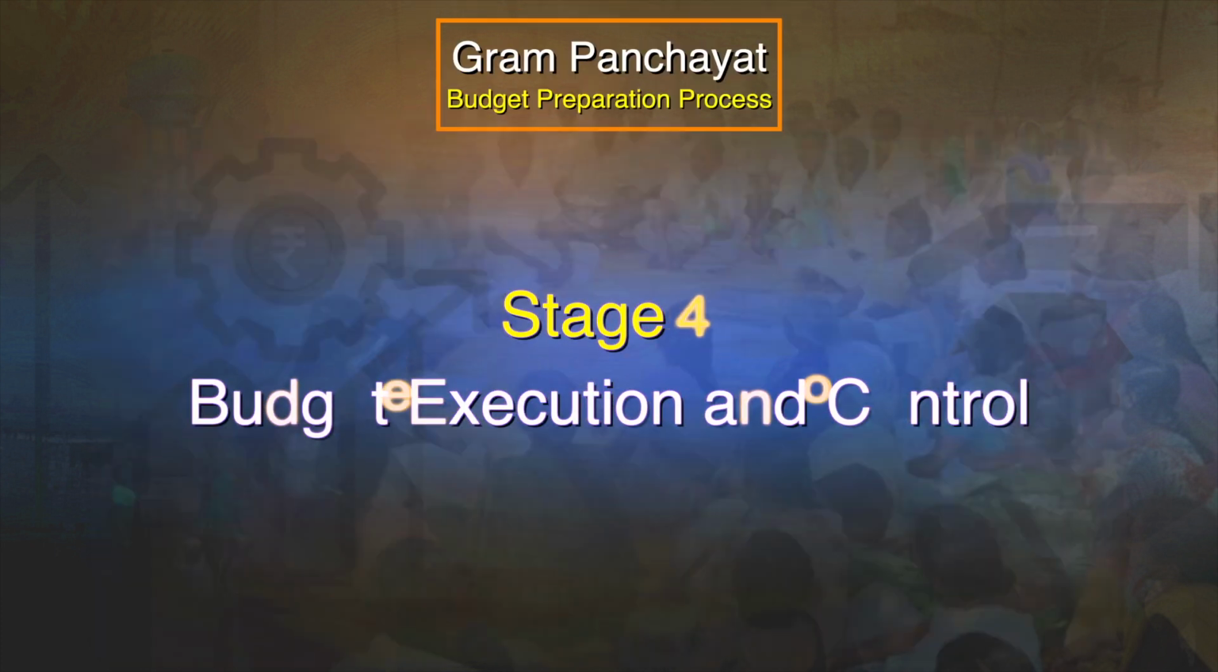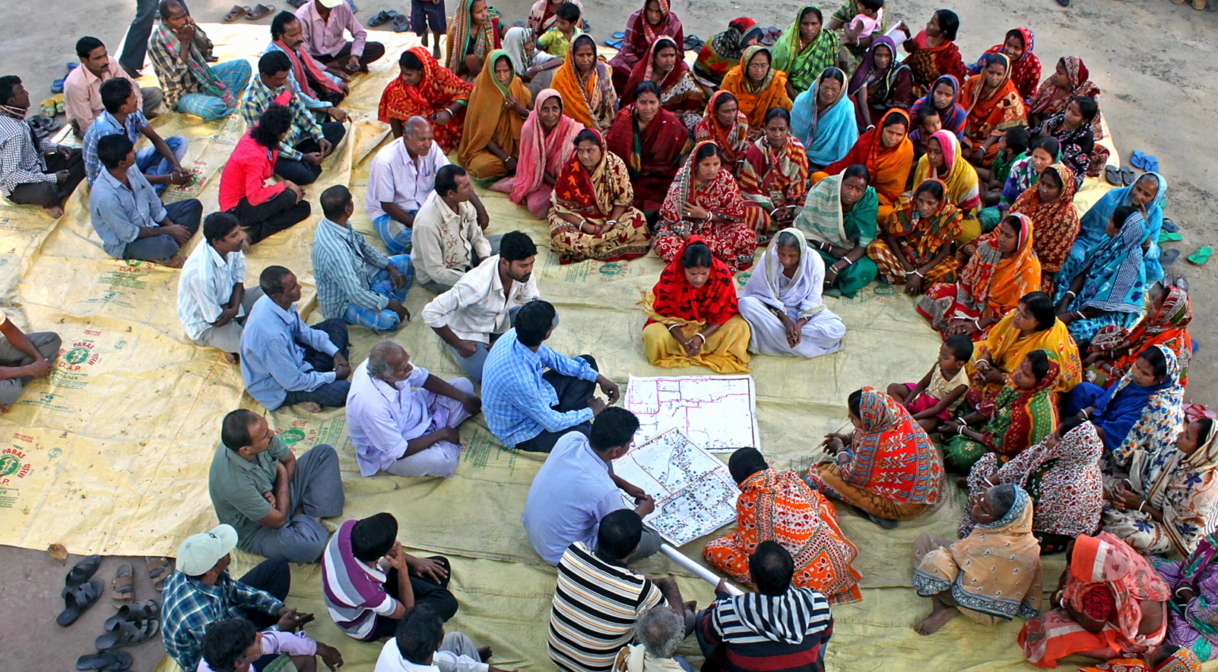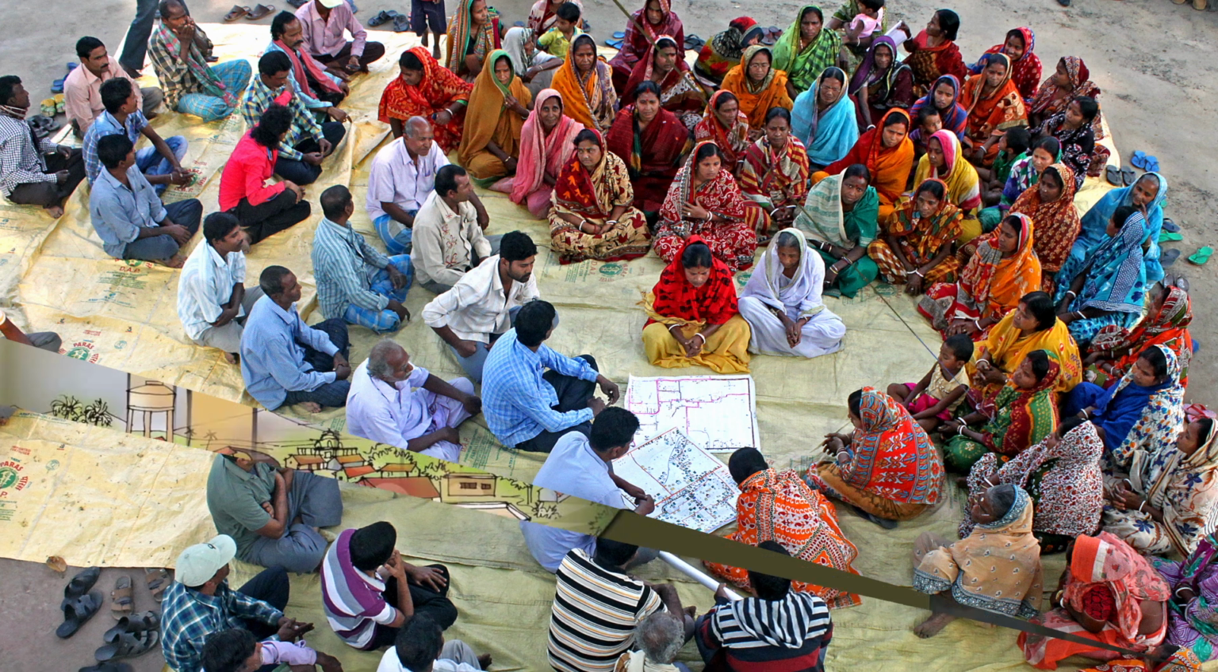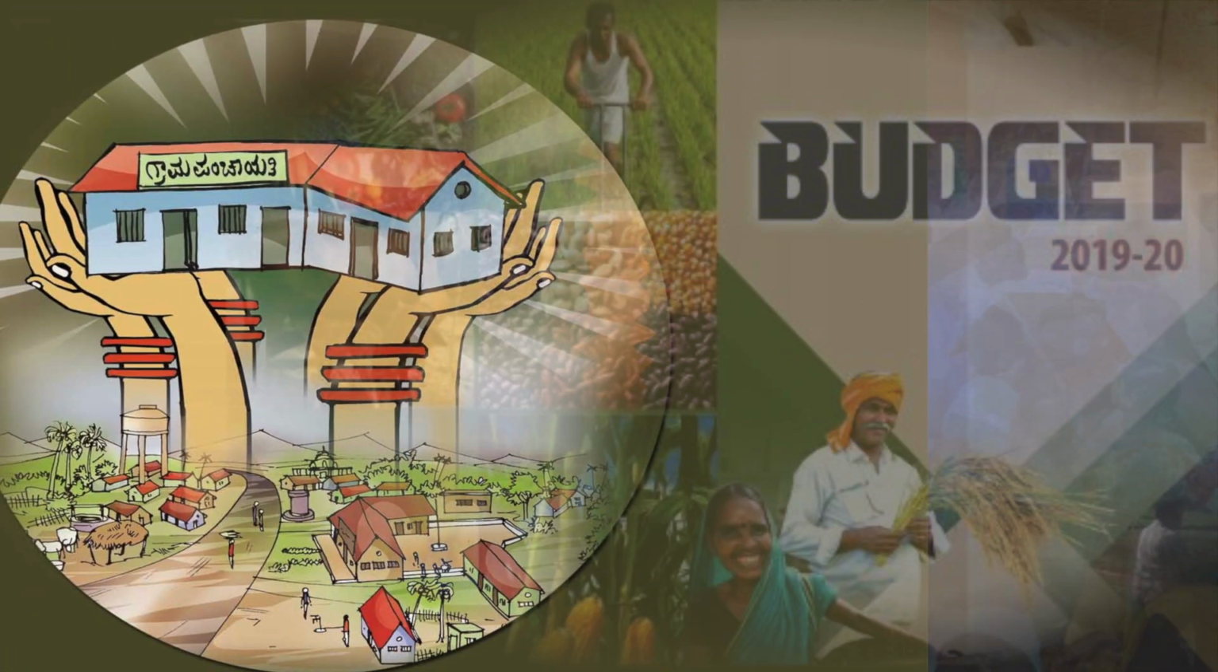Stage 4. Budget Execution and Control. Executing the approved budget is the last stage in the Panchayat budgeting. The following aspects shall be ensured by the Gram Panchayat while executing the budget.